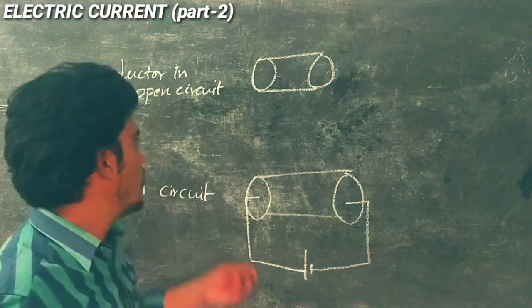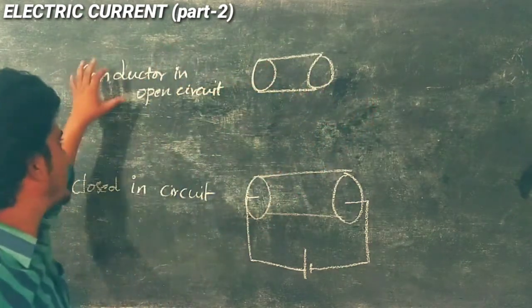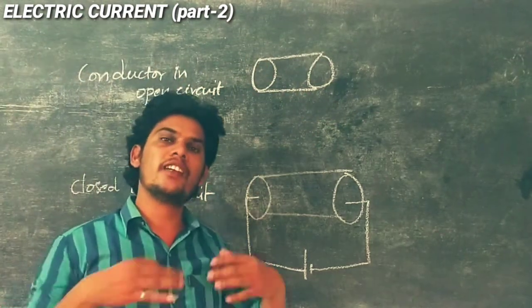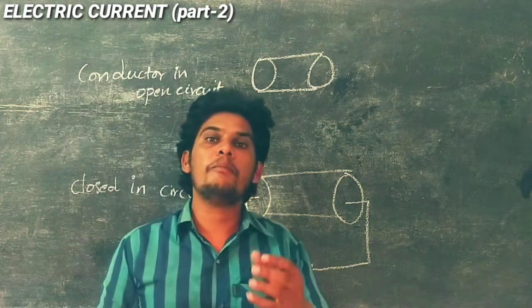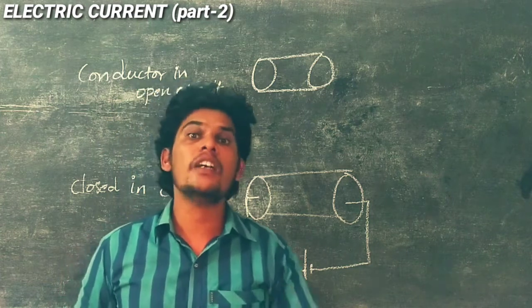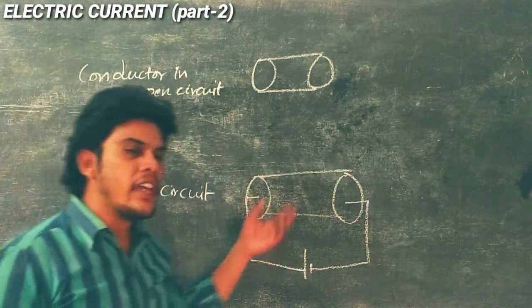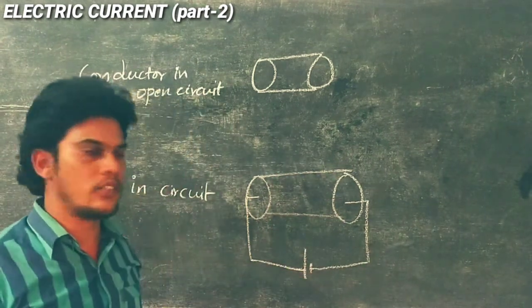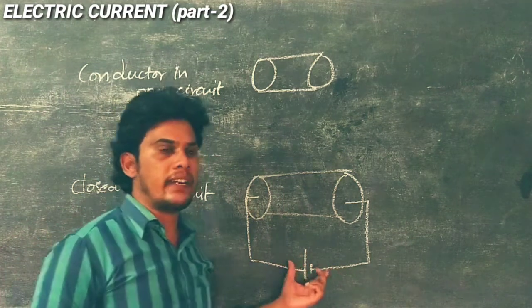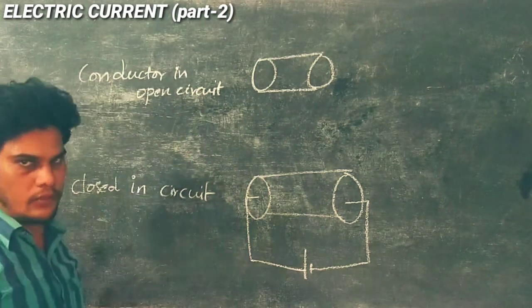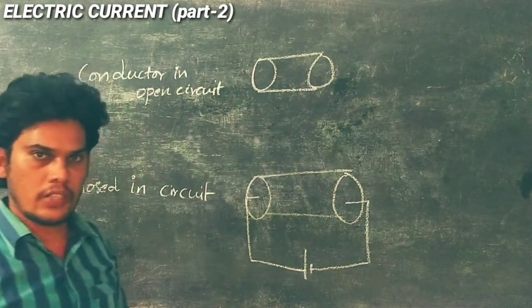In the first situation, they observed how charges behave when the conductor is open in circuit. Open in circuit means the conductor is not connected to any battery. In the second situation, they observed the behavior of the charges, meaning electrons, present in the conductor when it is connected to the battery, meaning closed in circuit. So let's discuss the first situation.